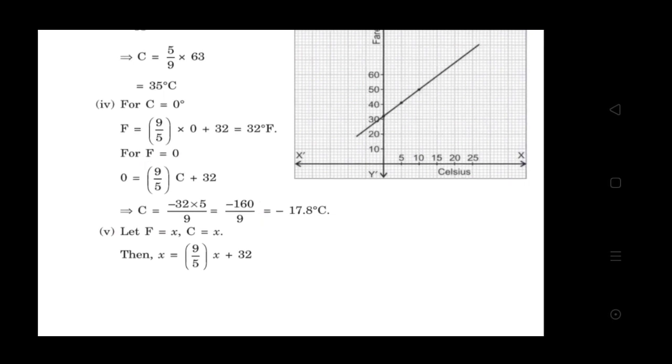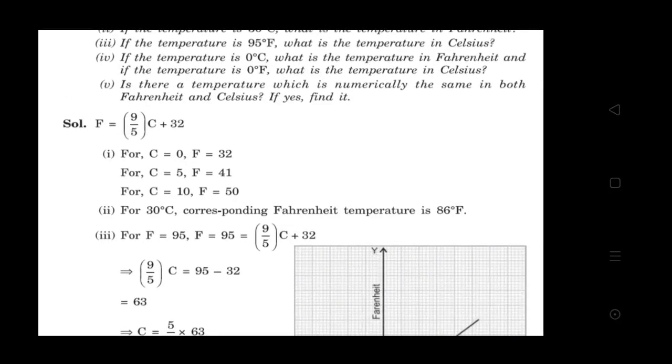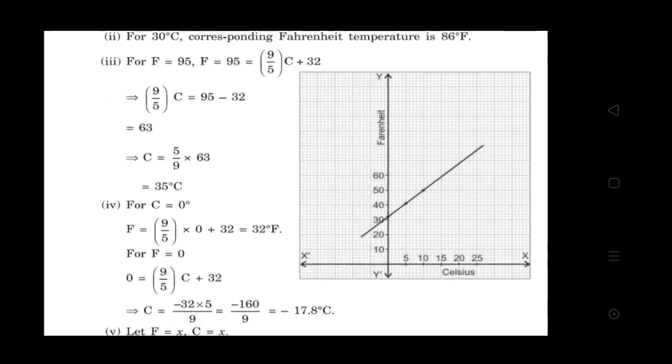Next, question number 5. Is there a temperature which is numerically the same in both Fahrenheit and Celsius? If yes, then find it.